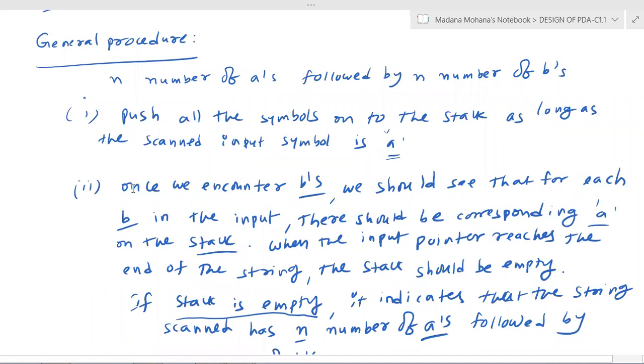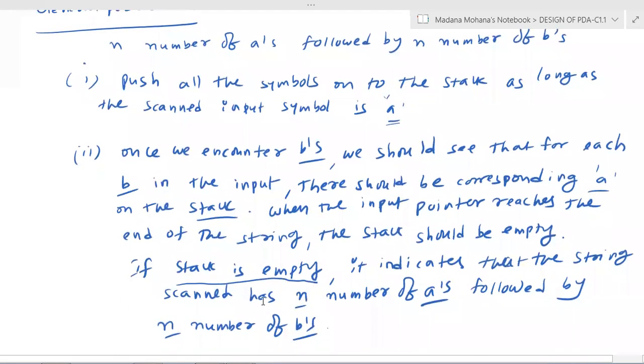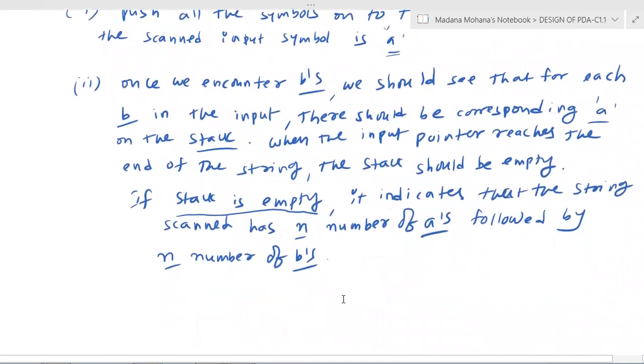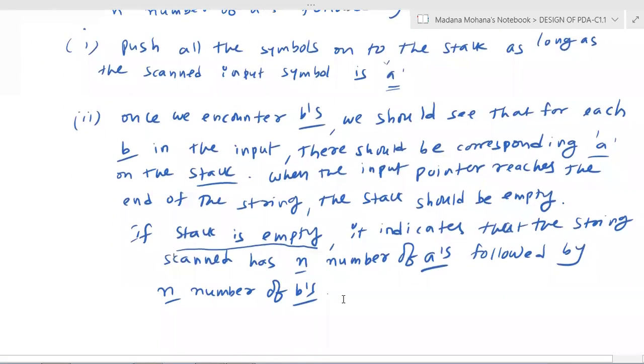After pushing all input symbols, whenever we see the input is B, that means once we encounter B's, for every B in the input string, there should be a corresponding A on the stack. When the input pointer reaches the end of the string, the stack should be empty. So whenever stack is empty, it indicates that the string scanned has n number of A's followed by n number of B's. This is the general procedure we have to follow.